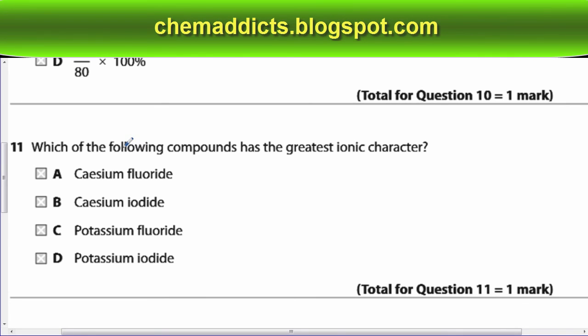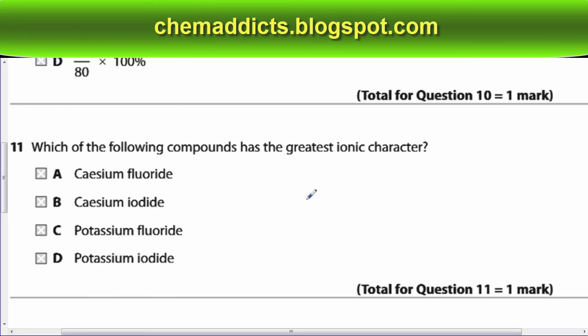Well, today we are going to solve a problem related to ionic character. Okay, let's get started. Let's read the question first. Which of the following compounds has the greatest ionic character? Is it cesium fluoride, or cesium iodide, or potassium fluoride, or potassium iodide?